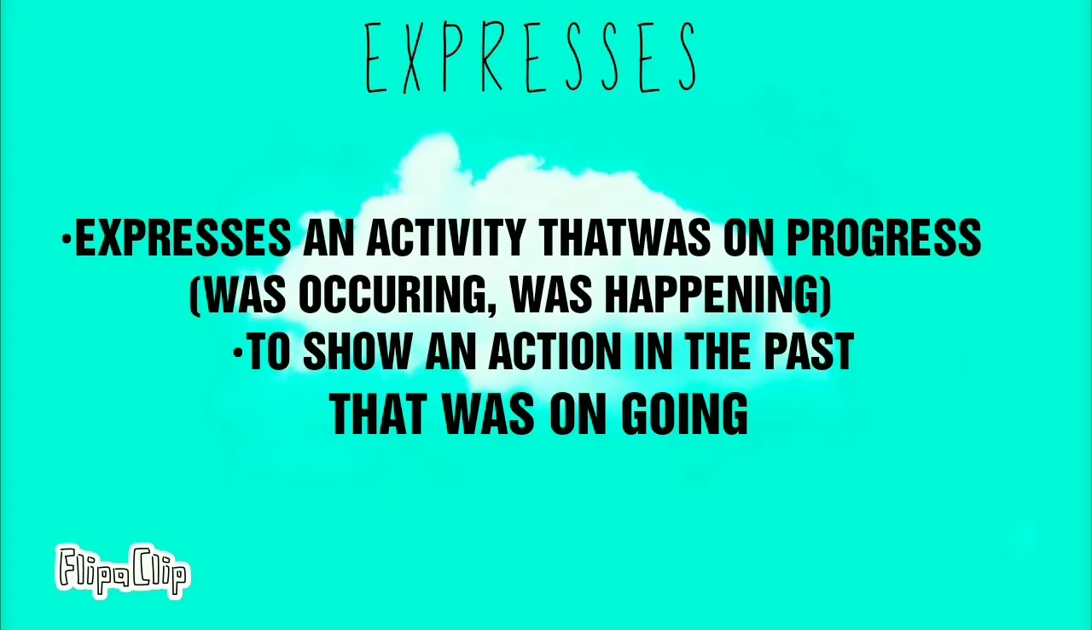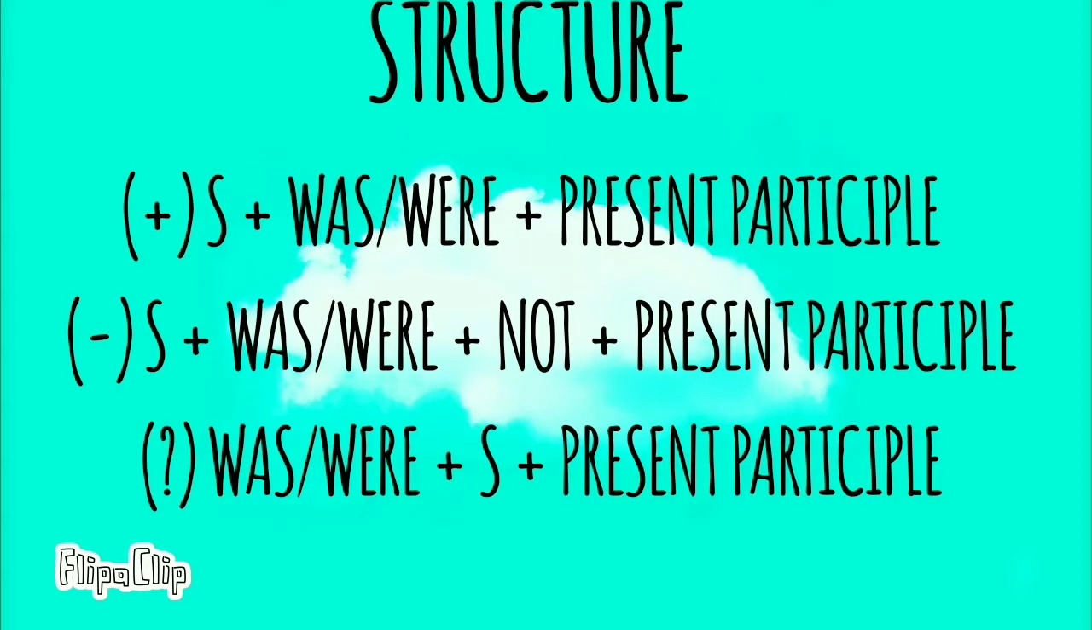The past continuous expresses an activity that was in progress, was occurring, or was happening at a point of time in the past, or shows an action in the past that was ongoing. The structures of past continuous. For a statement, the formula is subject plus was or were plus present participle.